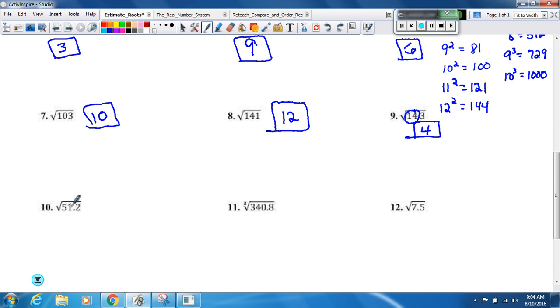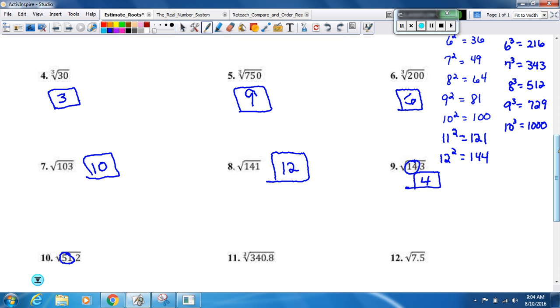Okay, 51.2, we're looking for the square root of 51. 51 falls between 49 and 64. It's closer to 49. The number in front of the exponent, 7, is the answer. This is the cubed root of 340 that we're looking for. 340 falls between 216 and 343. It's closest to 343. The number in front of the exponent, the 7, is the answer.